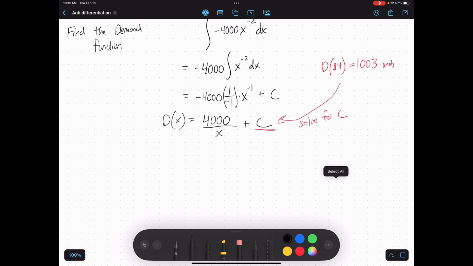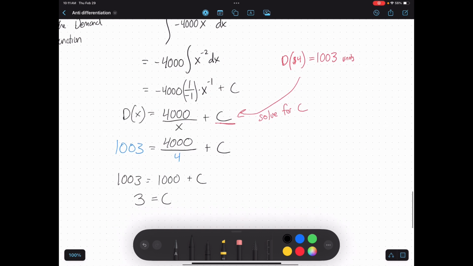So where's the 1,003 going to go? That represents an output value, so that's going to go over here. What am I plugging in for x? My input value was $4, so that's what goes in for x. I can solve this a little bit. 1,003 equals 4,000 over 4, which is just 1,000. So what does that mean C is? C is equal to 3.